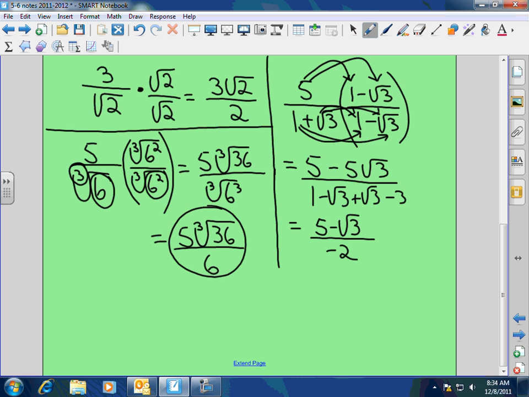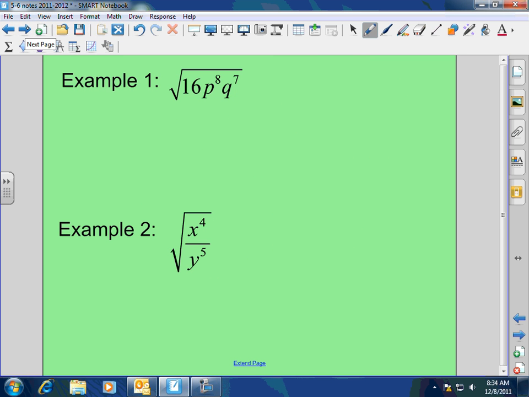Okay, so now that you know how to conjugate, let's go and take a look at some examples. So in the first example, we have the square root of 16 times p to the 8th times q to the 7th. I always like to go one by one. So for this example, I have a square root of 16. You're looking for the positive root. If I wanted a plus or minus root, I would go plus or minus. Okay? So square root of 16 is 4.